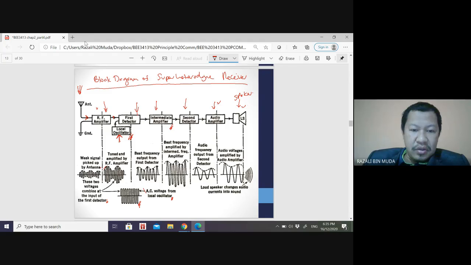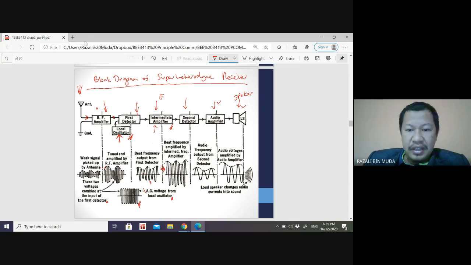Then the output from the first detector goes into the intermediate frequency amplifier. The beat frequency is the output from the first detector. The beat frequency is amplified by the intermediate frequency amplifier. So this input has been amplified by this intermediate amplifier, so it becomes a strong signal now.